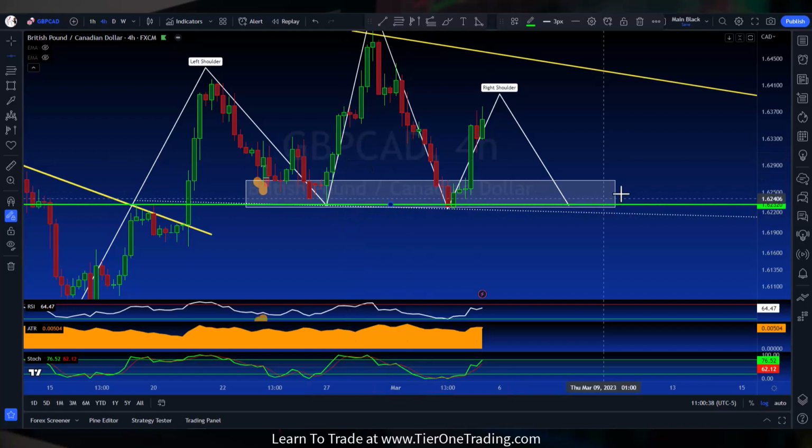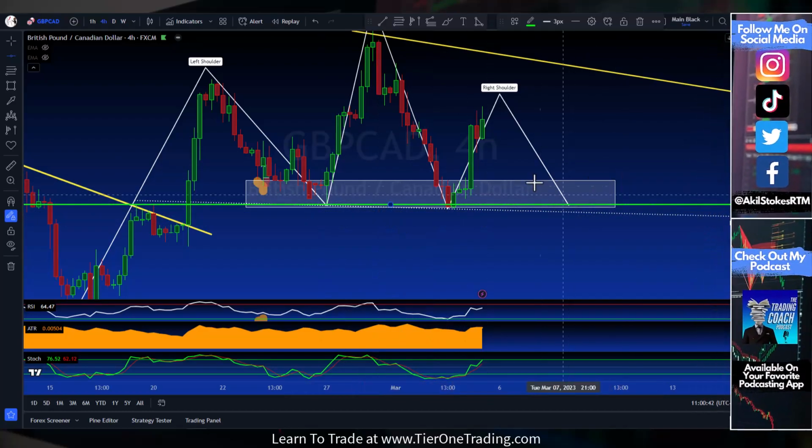One is after the pattern is completed, which means a violation of our neckline, this green line here. Two is aggressively at the right shoulder, kind of like the same way you would approach an aggressive breakout technique, where you're anticipating that the breakout is going to happen and you're trying to get involved in advance of that. Now, the danger of getting in right here is that we have no confirmation that this head and shoulders will complete, right? We don't have that confirmation until we break here.